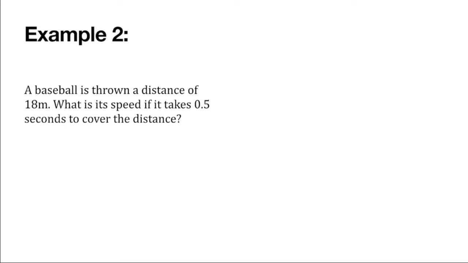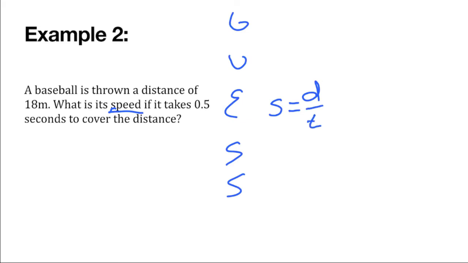A baseball is thrown at a distance of 18 meters. What is the speed of the baseball if it takes a half a second to go? That's flying. You don't want to get in the way of that, like a Verlander fastball. Moving on. All right, so again, let's go with our GUESS method. It says, what is the speed? So we're not worried about the direction that it's traveling. So again, we're doing speed is equal to D over T.